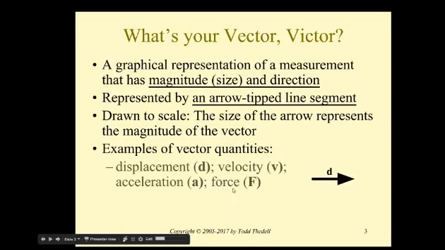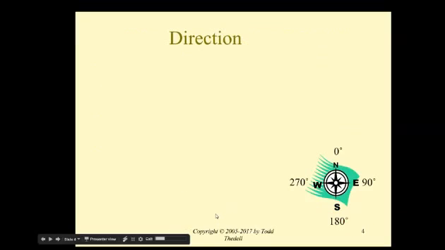Examples of vector quantities, again, would be displacement. To show this on paper, we would draw an arrow and label it with a D for displacement. Velocity, this way. Forces can go left or right, or up or down. Okay, so we have to take a moment and talk about directions.